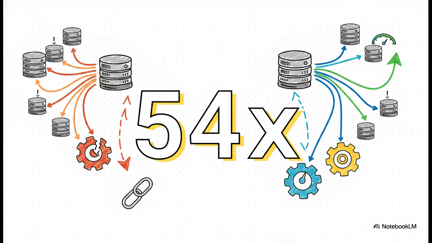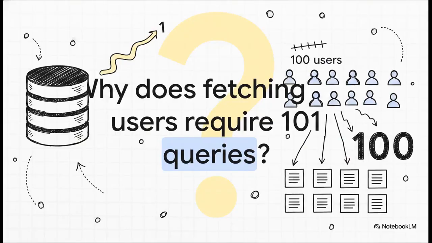54x. In the world of high-performance distributed systems, a 54x performance penalty is not just a minor slowdown. We're talking about the literal difference between your application humming along beautifully and completely collapsing under its own weight. And honestly, the surprising part is that this massive penalty is usually caused by something notoriously simple, the n+1 query problem. Think about it. Why on earth would fetching 100 users require 101 queries?